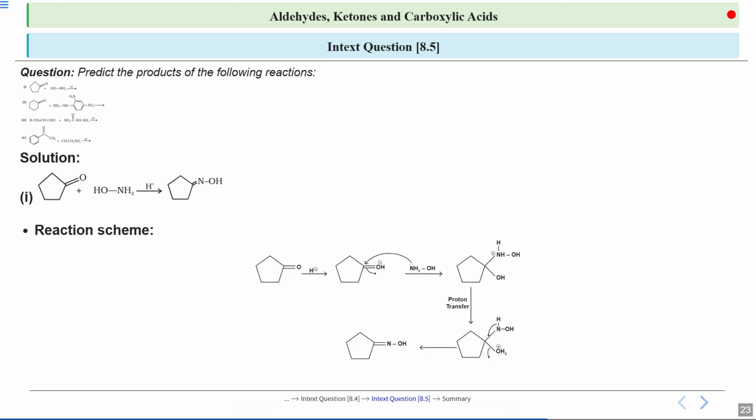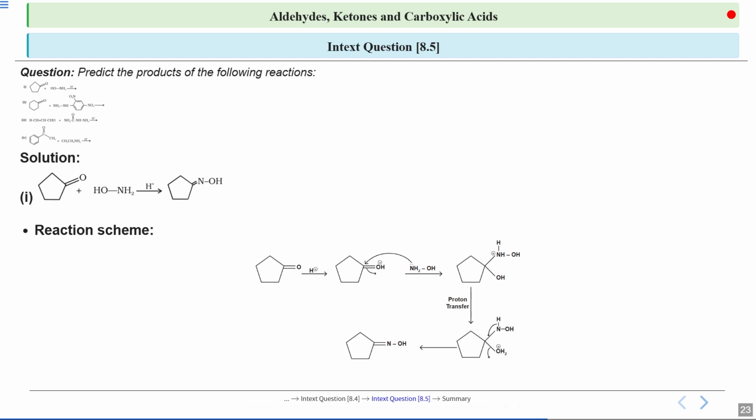If we look at the reaction scheme, first we will see that the carbonyl carbon of cyclopentanone is protonated by an acid. So what will happen as a result? This will increase its electrophilicity. Now what will happen in the next step? You will see that the nucleophile will come and attack on this.